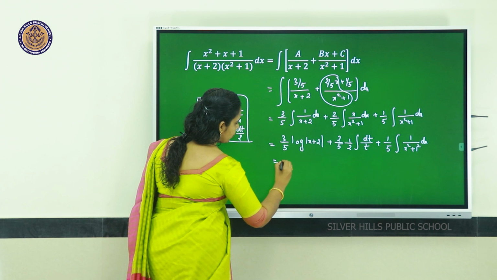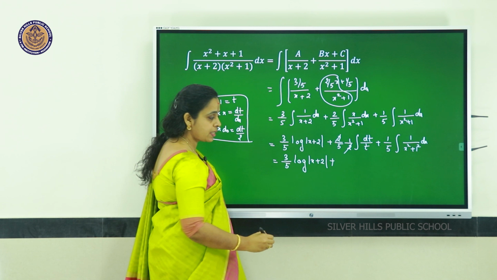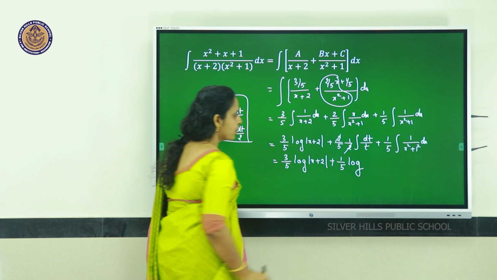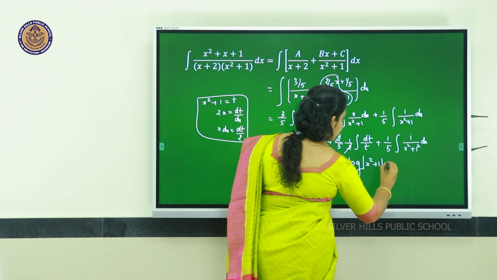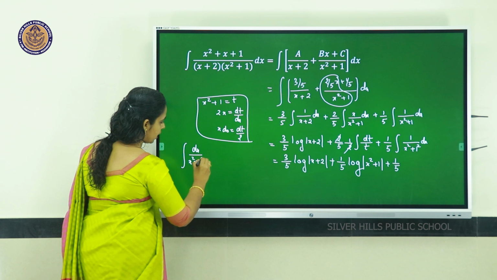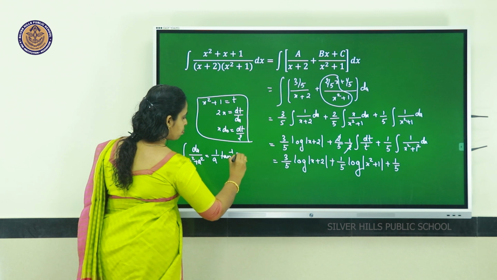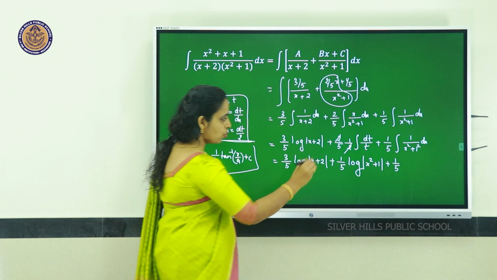Equal to 3 by 5 log of x plus 2, plus the 2 and 2 will get cancelled, 1 by 5 logarithm of t. What was t? x square plus 1. Then comes 1 by 5. As I said previously, integral dx divided by x square plus a square is equal to 1 by a tan inverse x by a plus c. Let us give respectively, in the place of a comes 1. 1 by 1 tan inverse x plus c.